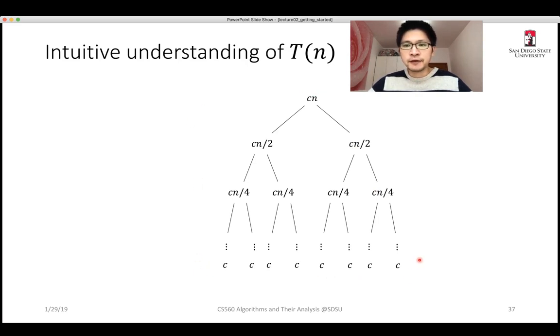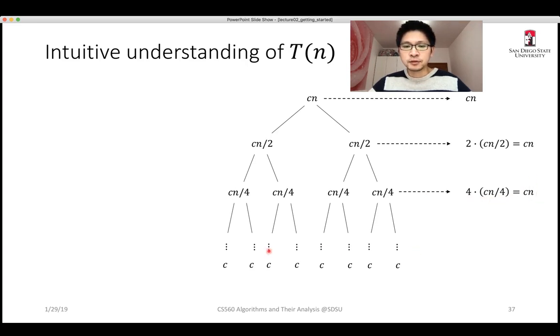If we look at each level, each row, we will soon find out that, for example, for the root node, let's call it level 0, the summation of level 0 is C times n. And for level 1, if we go one level down, the summation is 2 times C times n over 2, which is also C times n. And for level 2, it's 4 times C times n divided by 4. It's also C times n.